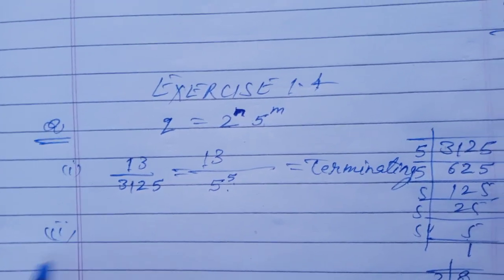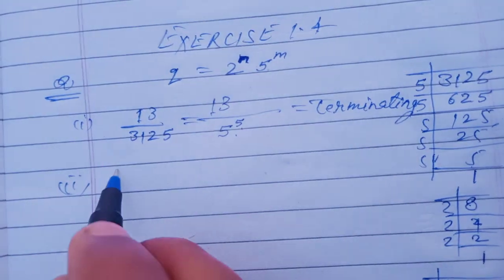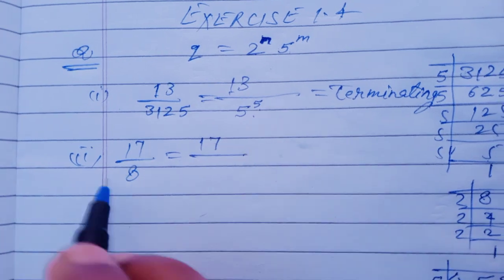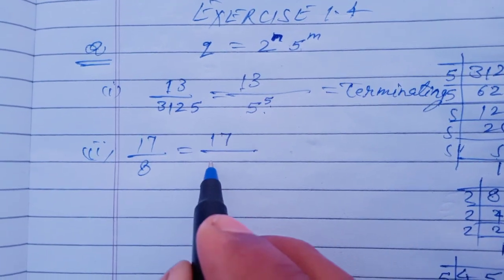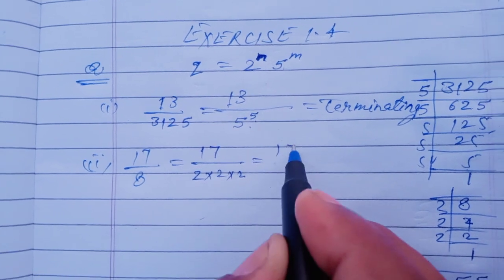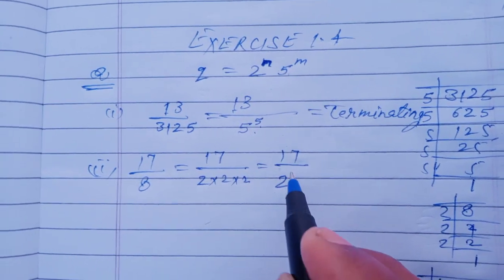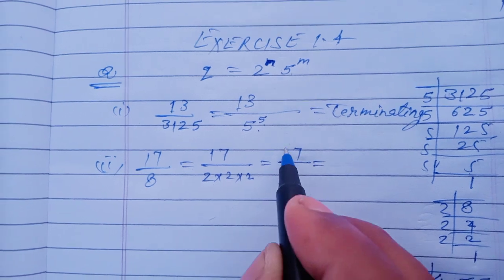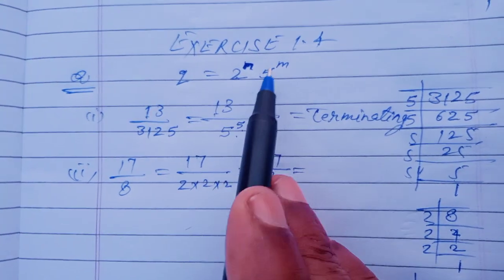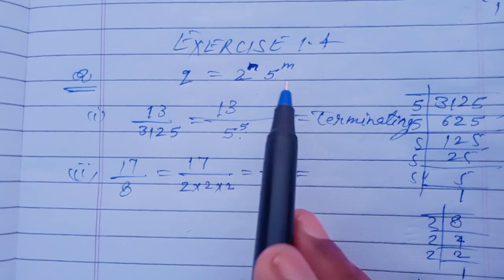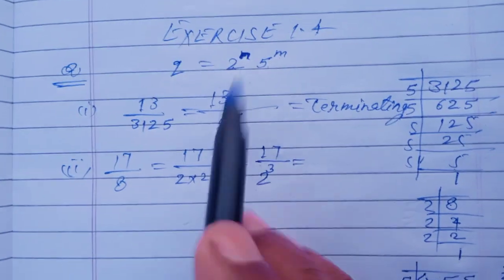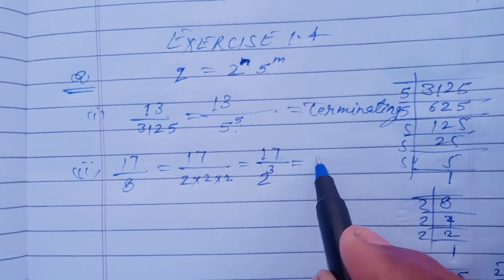Second, 17 by 8. 17 is a prime number, and the prime factorization of 8 is 2 into 2 into 2, that is 17 upon 2 cube. Prime factorization of the denominator is in the form 2 power n 5 power m. Here 2 power 3 and 5 power 0. So this is terminating.